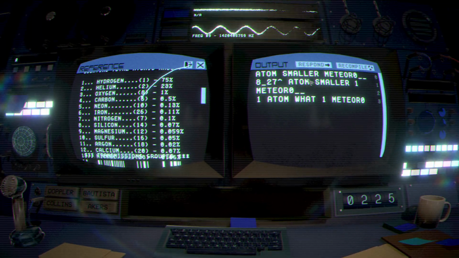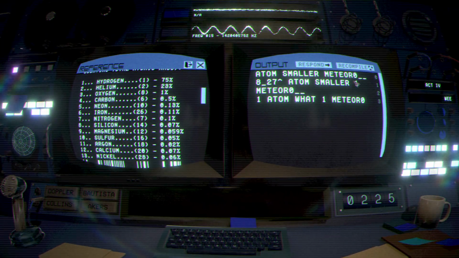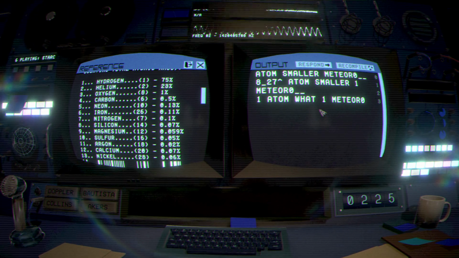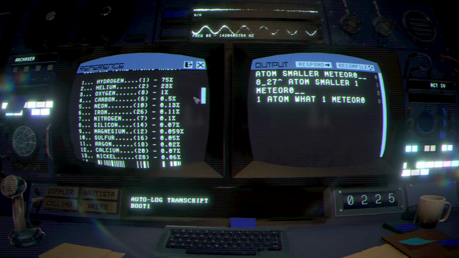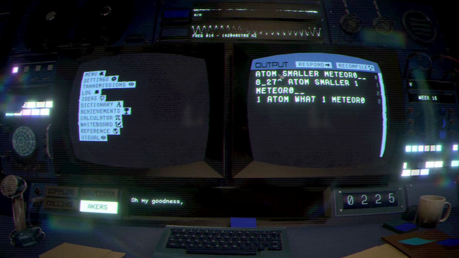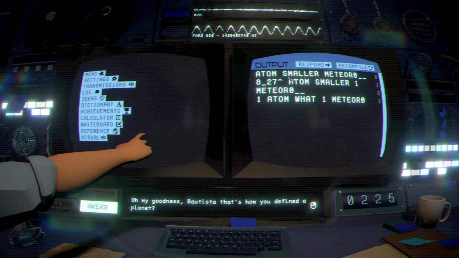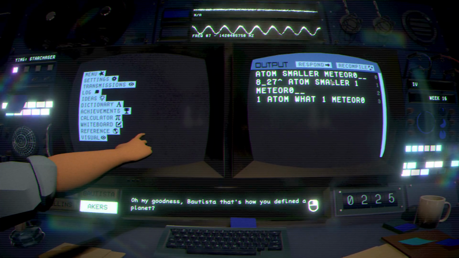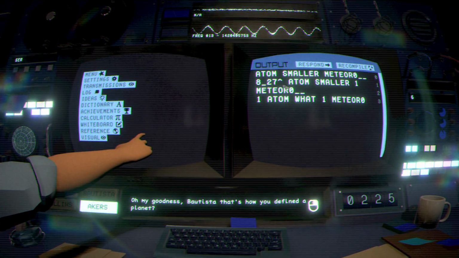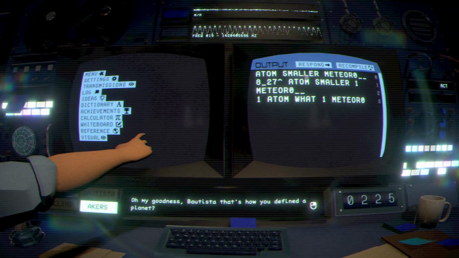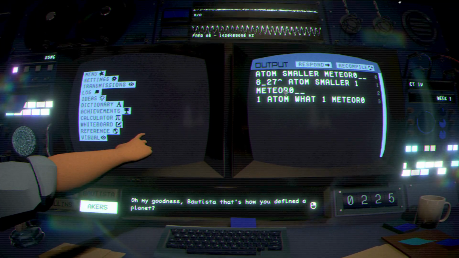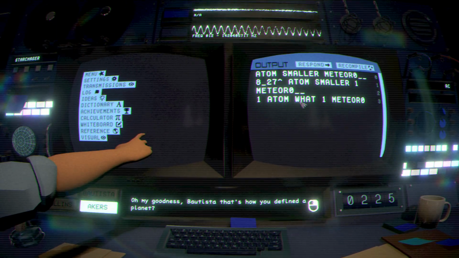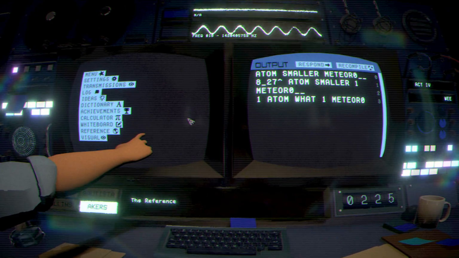Atom smaller. E near 0. Okay, so they're saying atoms are smaller than meteor 0. 8 to the 27th power. So atoms are smaller than one meteor by 8 to the 27th power. One atom equal to one meteor?